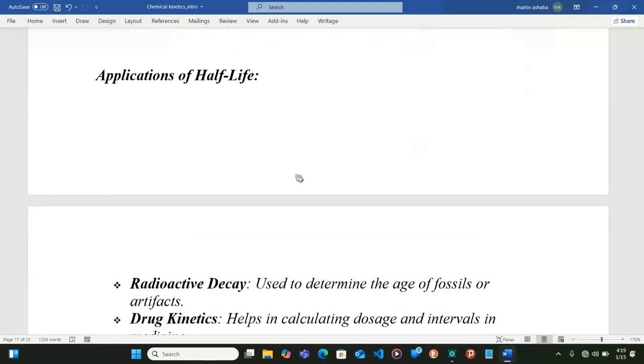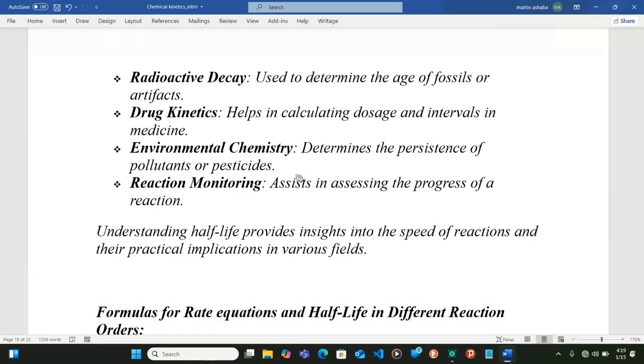Now, the applications of half-life: why do we need to study half-life? Half-life is studied in order to determine the age of fossils or artifacts, and that is an application of radioactive decay. There is also another application in drug kinetics, where half-life helps in calculating dosage and intervals in medicine.